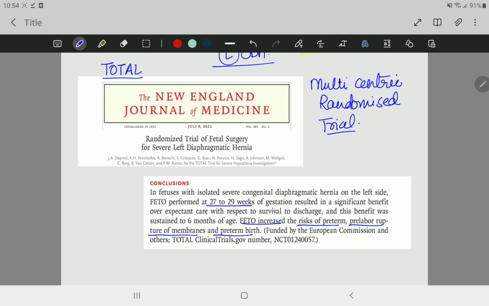So preterm births were around 75% versus 29% in the control arm. And preterm premature rupture of the membranes was seen in around 47% versus 11%.